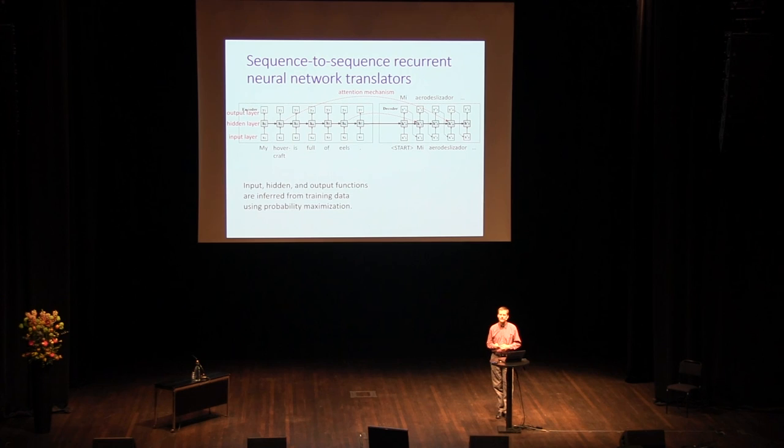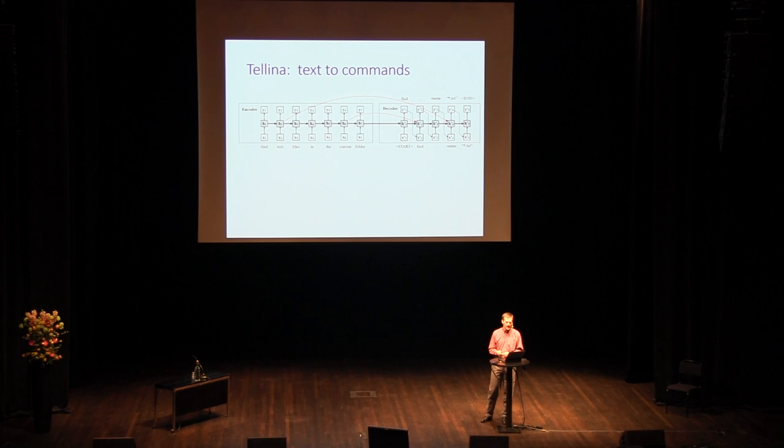So if this process of converting things into vectors of reals, doing training, and then getting a translator out works for natural language, if it works for translating English to Spanish, why doesn't it work for English to code? Why don't we try that? So we built a system called Tellina. It takes as input an English sentence, such as "find text files in the current folder," and then it produces as output a bash command, such as find . -name "*.txt".